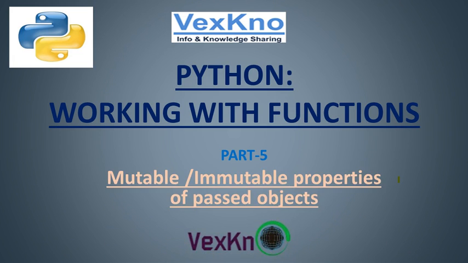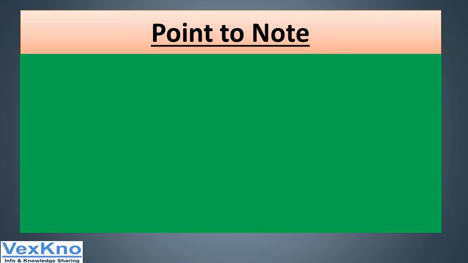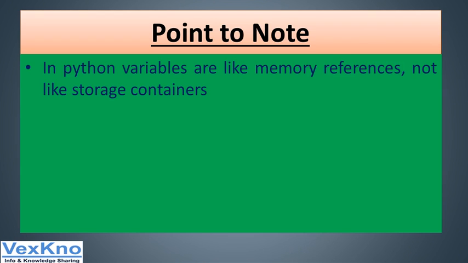So, immutable and mutable properties of passed objects. This is an important point you must remember, as Python is a little different from other languages in terms of representing variables. It's a dynamic language. When you store any value in a variable, the variable takes the type of data of that value. Here the Python variables actually refer to the memory locations of the values. So Python variables are like memory references, not like storage containers.